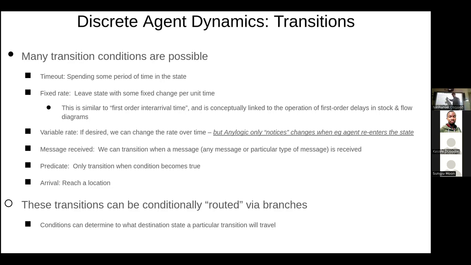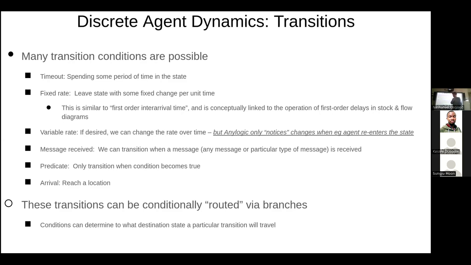One is a timeout transition. This is very common in agent-based modeling. You spend a certain amount of time in a given state. So maybe I'm infected and I recover 5 days after I get infected, let's say, or after my symptoms disappear after 5 days.